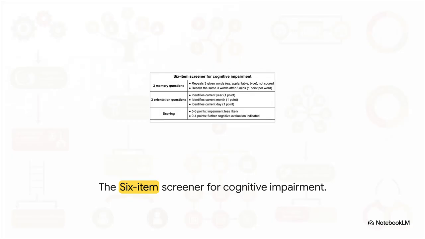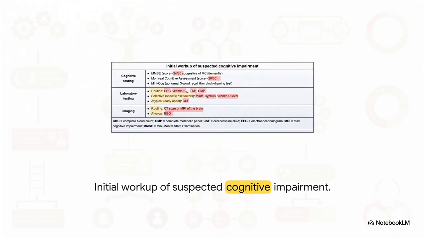Section 2, Suspected Impairment Workup. For initial cognitive testing, we use tools like the 6-item screener. It gives 3 points for memory, like recalling 3 words after 5 minutes, and 3 points for orientation, specifically the current year, month, and day. If the score is 0 to 4, that mandates a comprehensive cognitive evaluation. That comprehensive evaluation escalates to more detailed tests, like the MMSE, MoCA, or MiniCog.